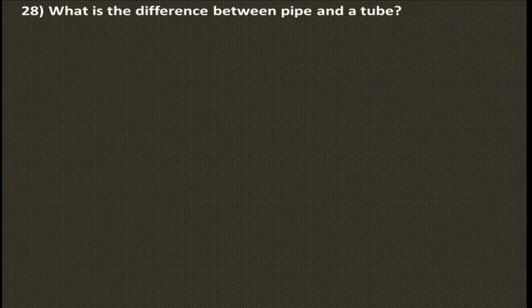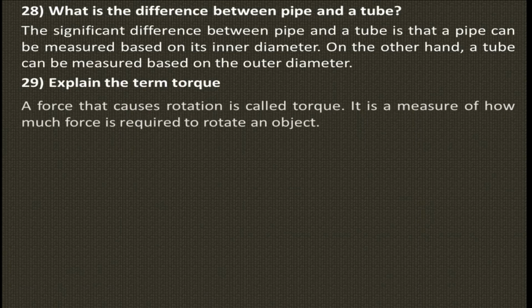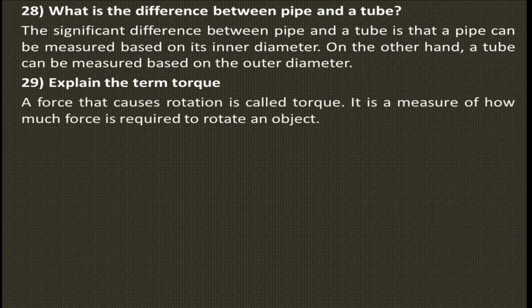Question number 28. What is the difference between a pipe and a tube? The significant difference between a pipe and a tube is that a pipe is measured based on its inner diameter. On the other hand, a tube is measured based on the outer diameter. Question number 29. Explain the term torque. A force that causes rotation is called torque. It is a measure of how much force is required to rotate an object.